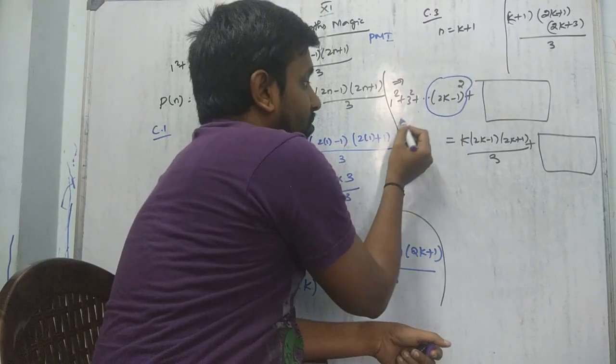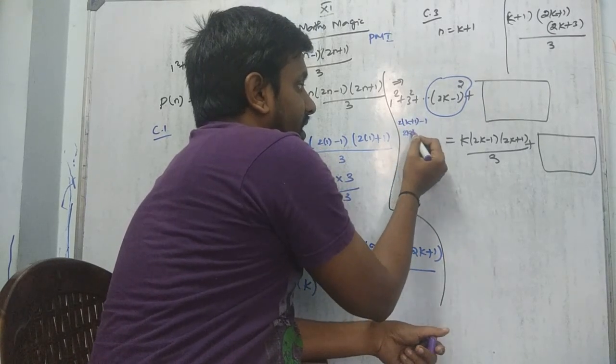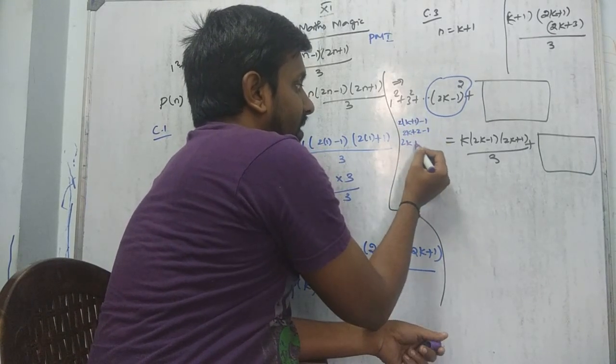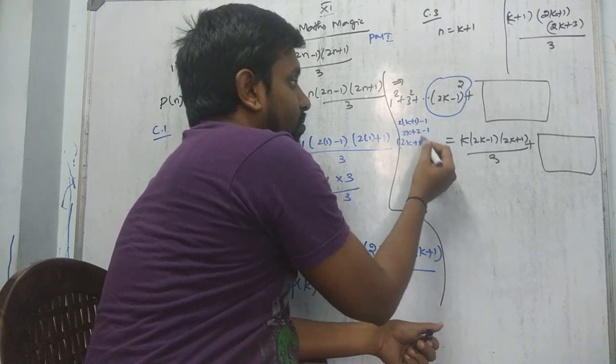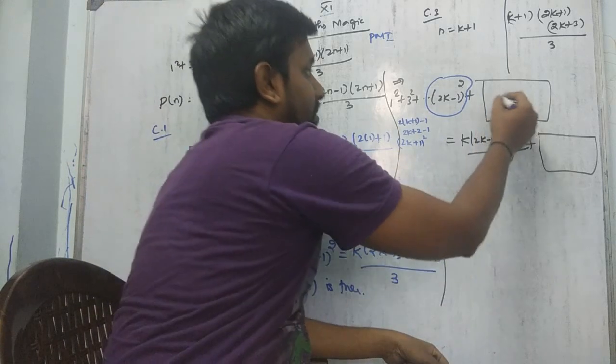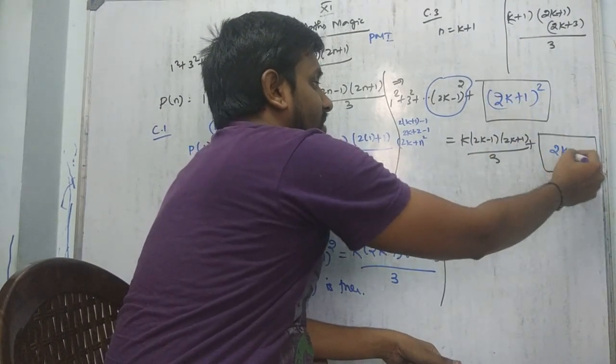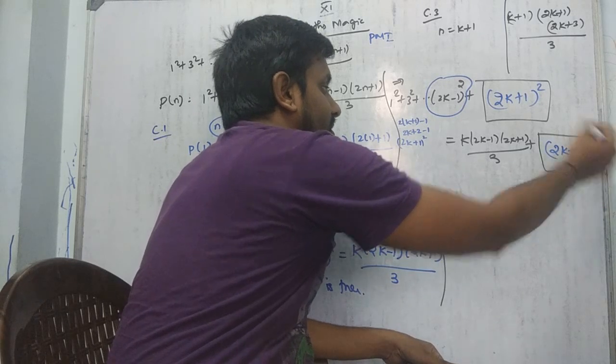Now put k plus 1 here. Now 2 into k plus 1 minus 1, so 2k plus 2 minus 1, so 2k plus 1. So 2k plus 1 whole square comes. Wherever k comes, I put k plus 1. So in that box, on both sides you have to add 2k plus 1 the whole square.